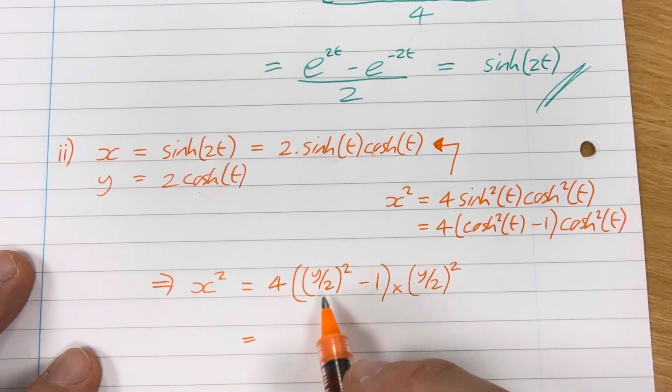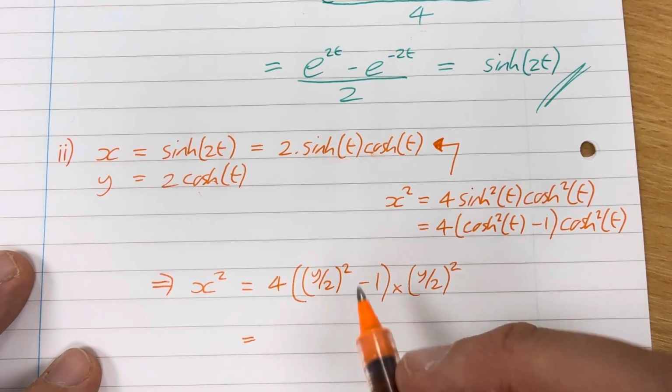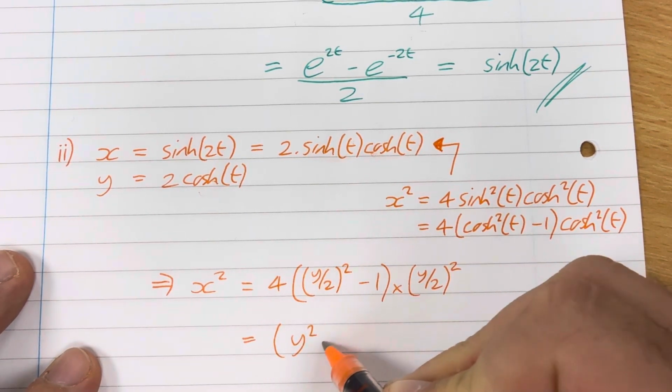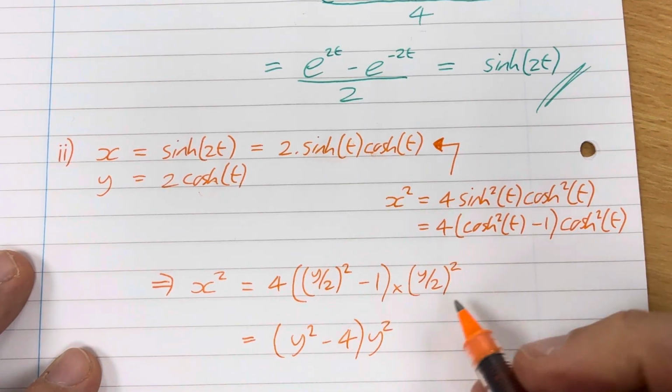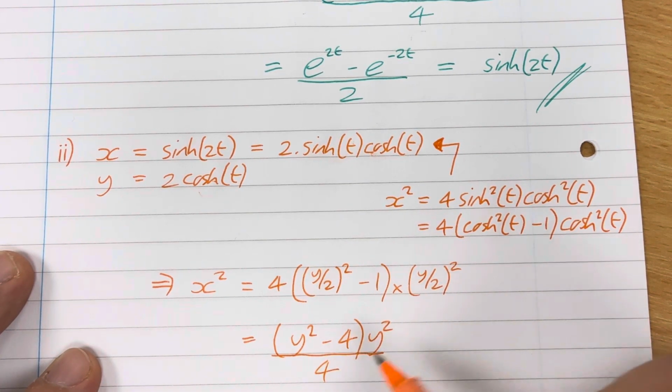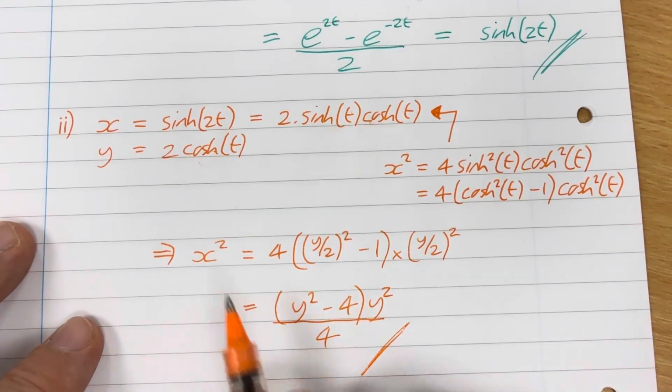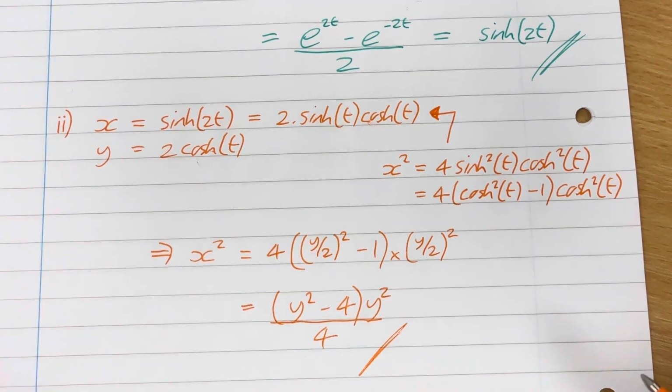I can bring the 4 into the bracket. It's going to cancel with the denominator here and make that a 4. So it's going to be y squared minus 4. And then I can multiply out that bracket and I get y squared, and then I've got a 4 in the denominator. That's it. Okay, so x squared is this thing.